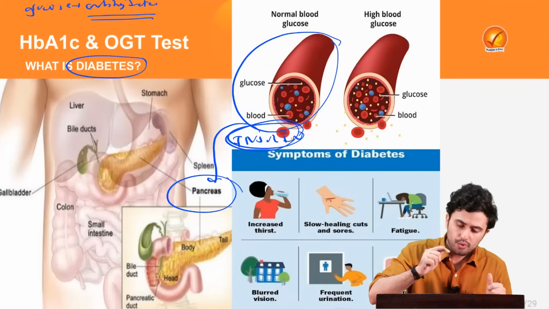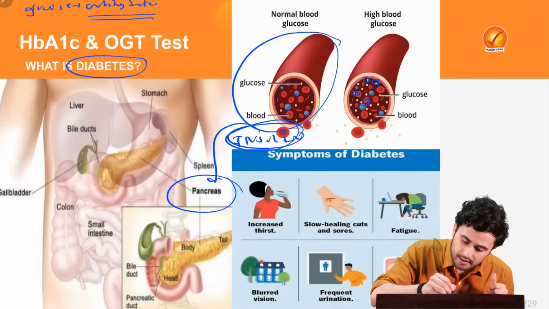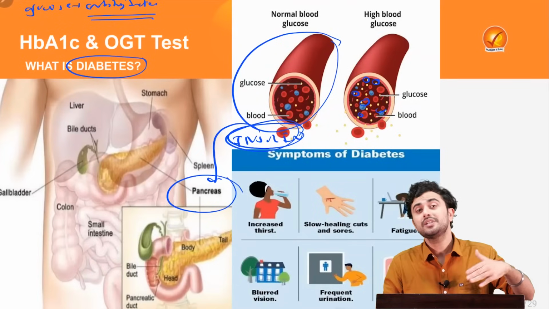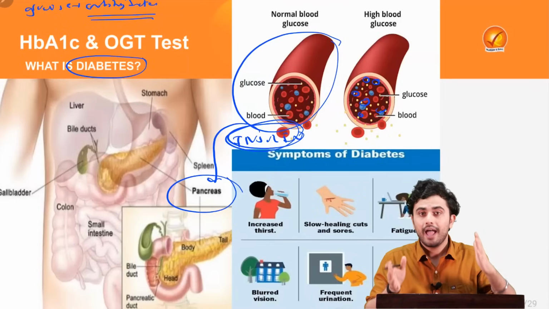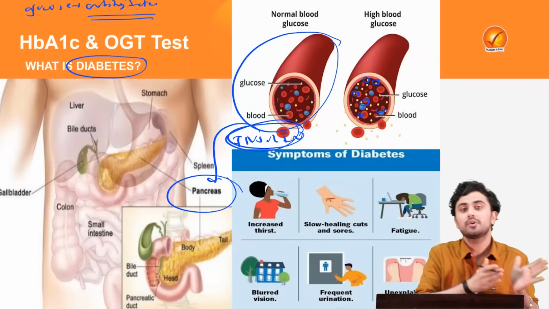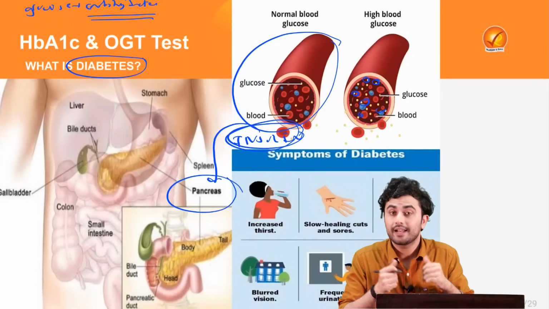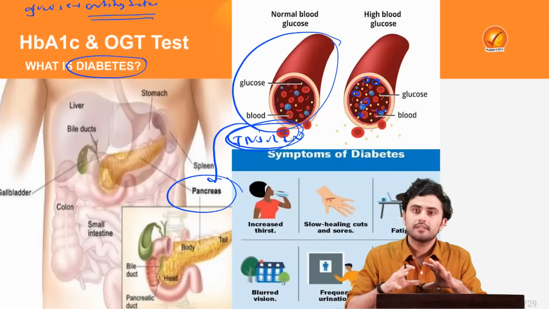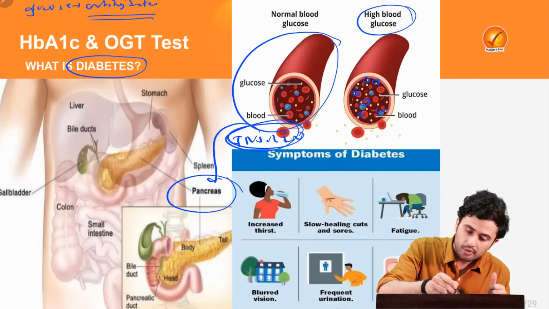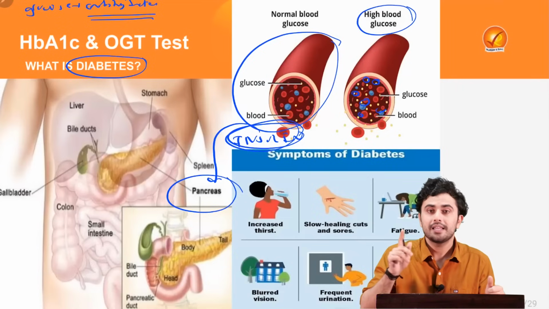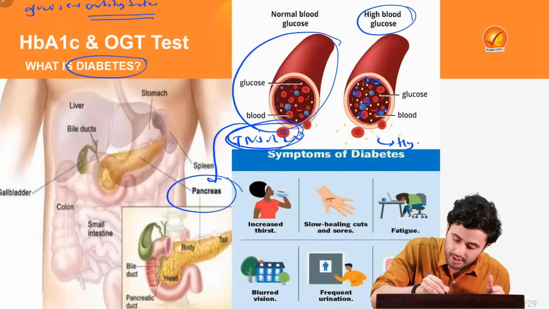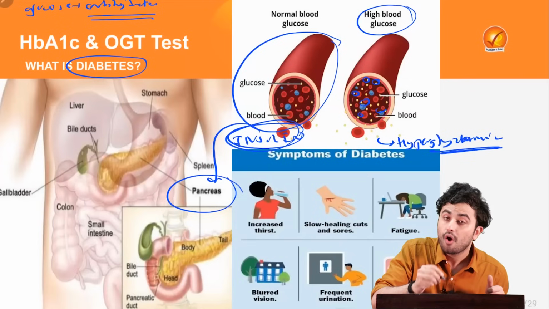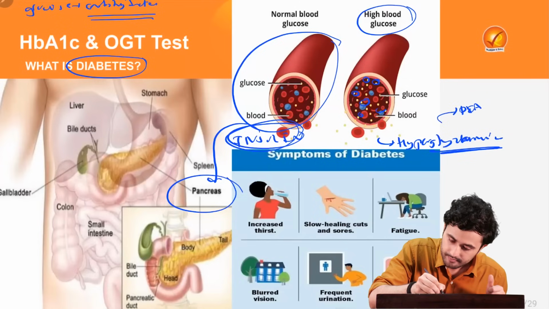Thus, the amount of glucose in the blood actually starts increasing as the insulin is unable to convert it into the form of energy. And this high level of glucose in the blood is called hyperglycemia or diabetes.